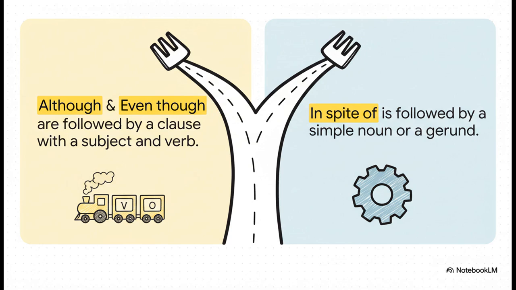Now, this is the most important part to get right, but it's actually pretty simple when you see it laid out like this. Although and even though, they're a team. They need to be followed by a full clause. That just means you need a subject and a verb. But in spite of plays by its own rules. It just needs a simple noun or, hey, a gerund.